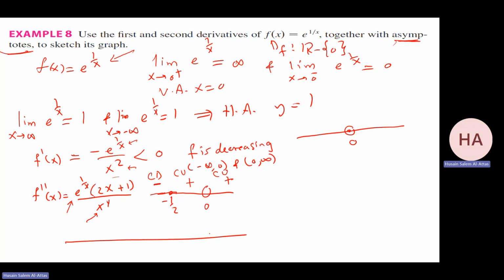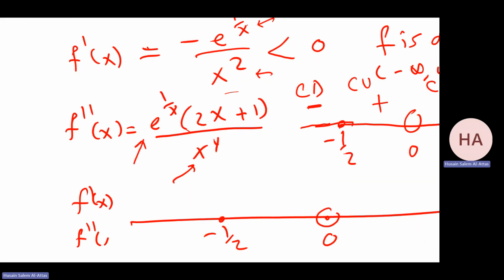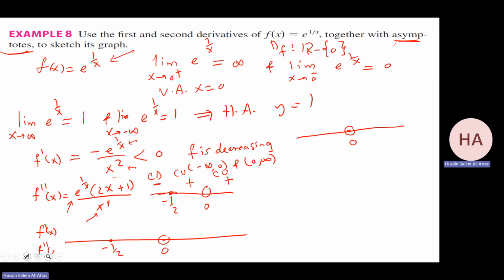Now we'll put it in one diagram. I have minus half and 0 open. For f prime, it's decreasing all the way. Decreasing, decreasing, decreasing. For f double prime, it's concave down here. Then it's concave up. Then it's concave up. Now I'll graph the function.